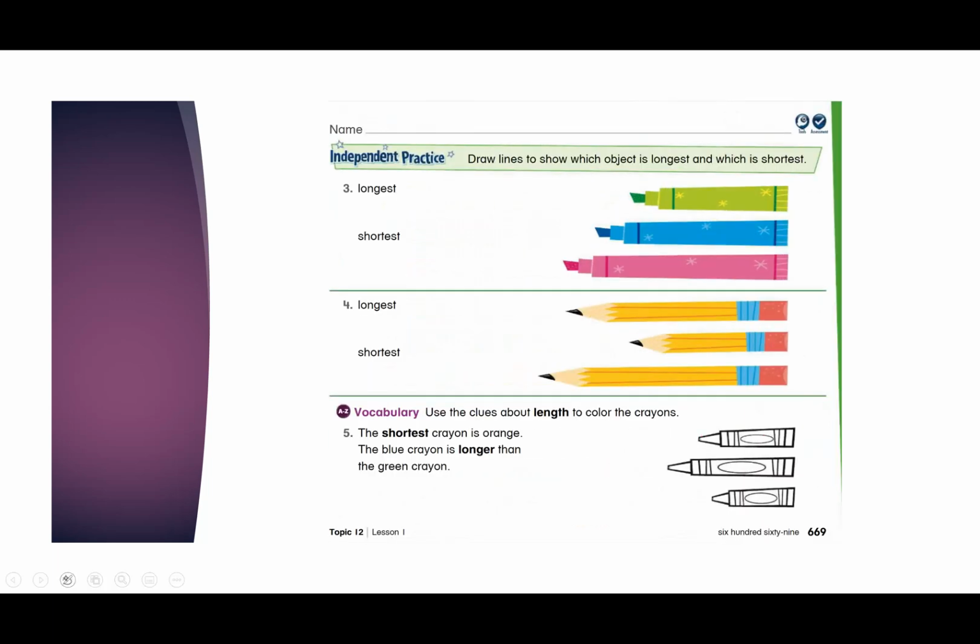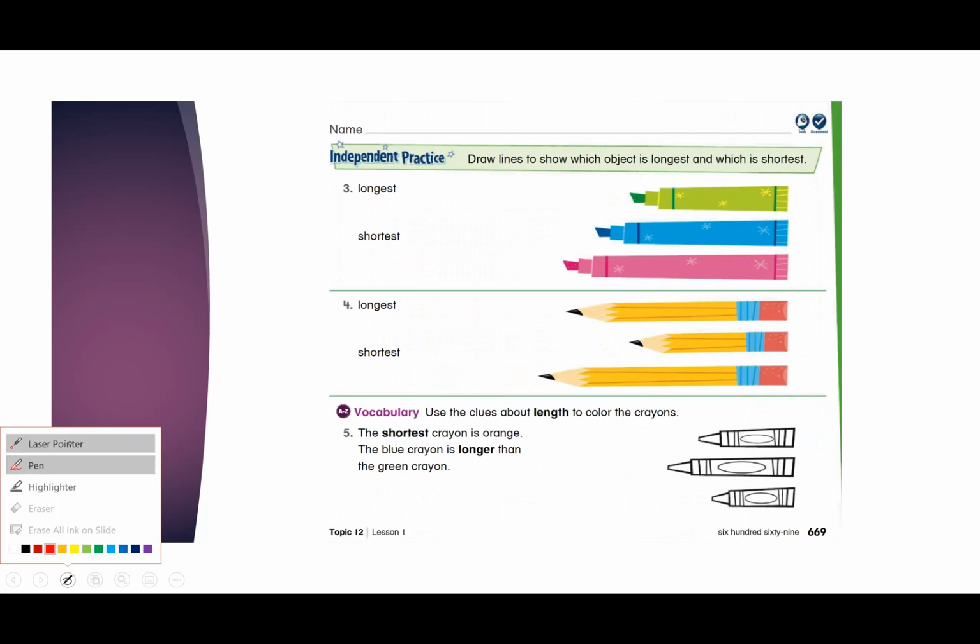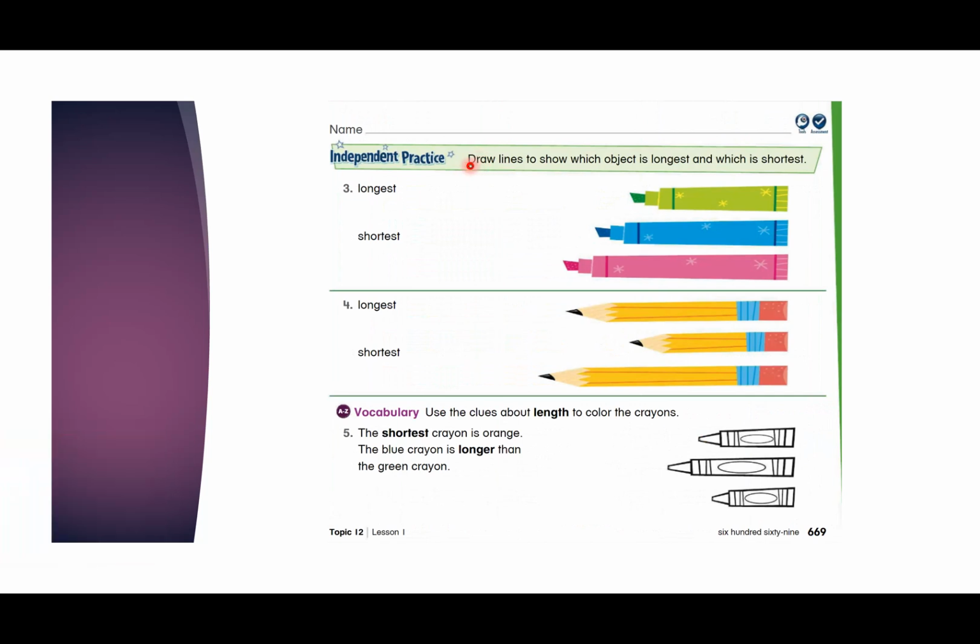Now this is the independent practice. I will explain you and then you will do it, okay? Now, draw lines to show which object is longest and which is shortest. It's very easy. Now, the longest and the shortest, you see from here, there are 3 markers for you. Which is the longest, you make a line to the longest, and which is the shortest, you make a line to the shortest. The same thing with question number 4.